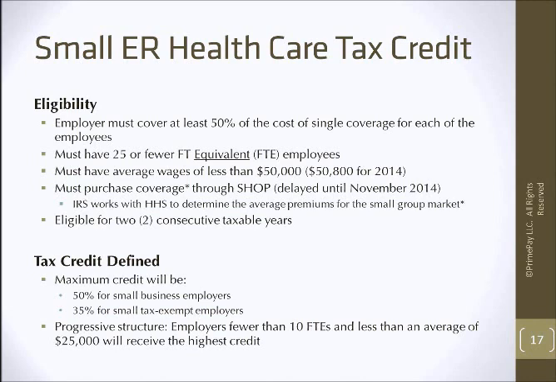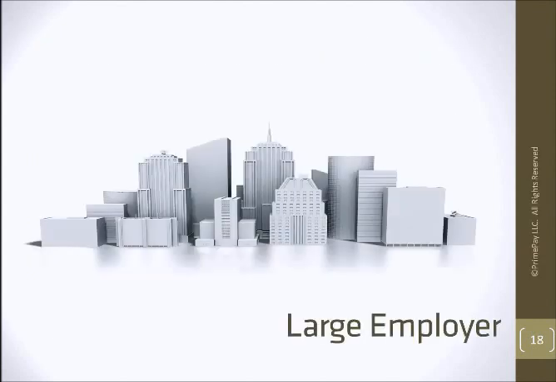And I say that kind of tongue-in-cheek because it is a progressive structure. If you have a small number of full-time equivalents and the lowest amount of average annual wages, you're going to receive the highest credit. But as you increase the number of your employees, as you increase your average wages, that credit gets diminished quite a bit. So this conversation, you need to have it with your employers, and it will enable you to determine what the next step is after that.